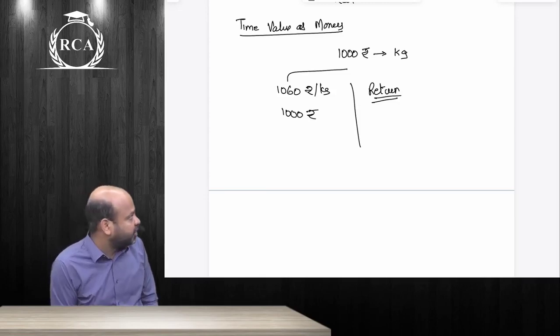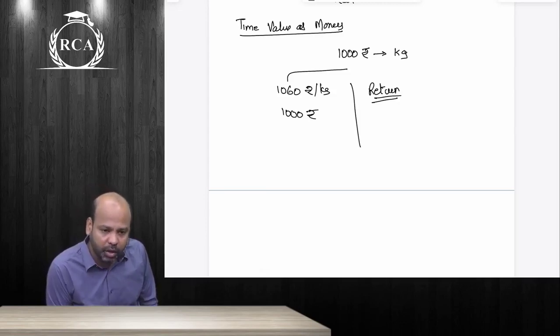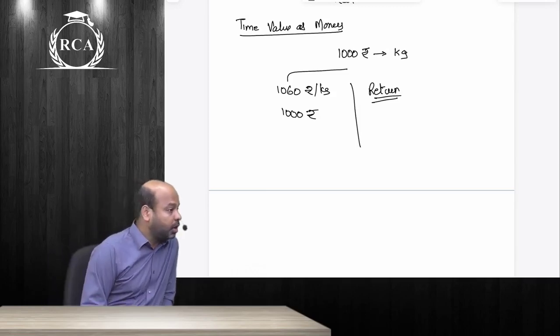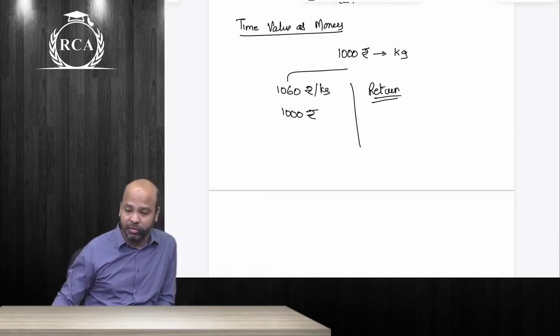Just say the inflation rate is only 6%, but you have generated a return of 20%. Don't you think you will be able to buy a much higher quantity of goods next year? So the objective is to ensure that you get remunerated for the decrease in purchasing power. That remuneration for decrease in purchasing power comes in the form of return.